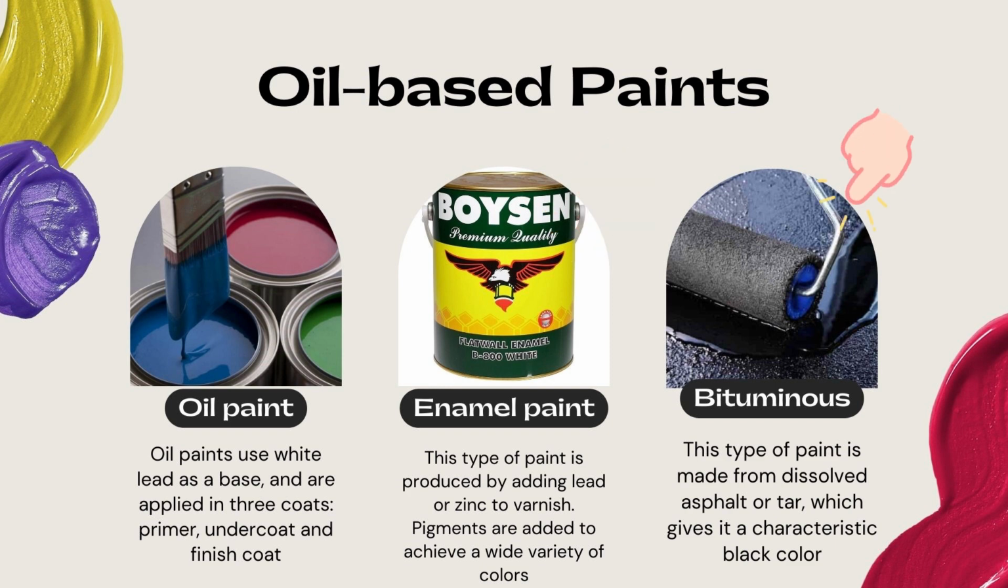Next in line is bituminous paint. This type of paint is made from dissolved asphalt or tar, which gives it a characteristic black color. It is waterproof and alkali resistant but not suitable for applications where it will be exposed to the sun since it deteriorates. Bituminous paint is commonly used in underwater ironworks, concrete foundations, wooden surfaces, and iron pipes.